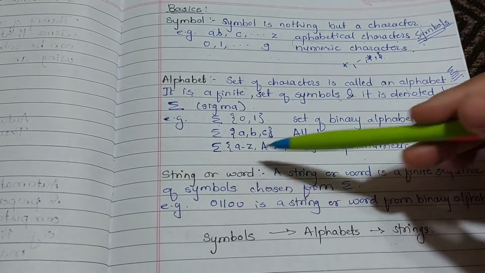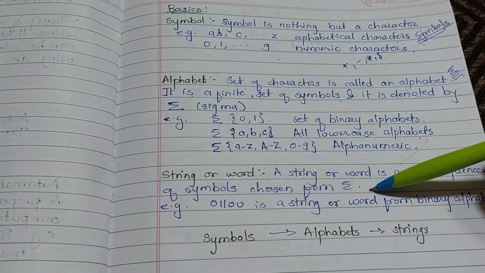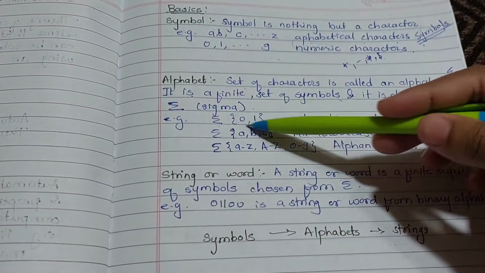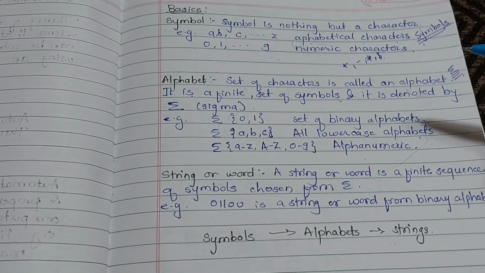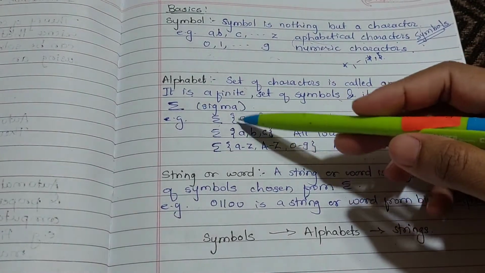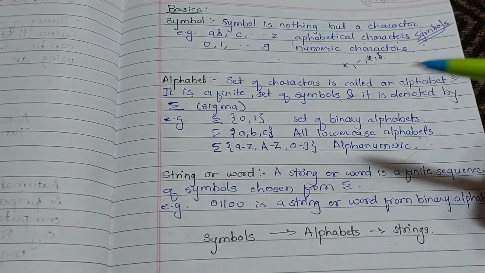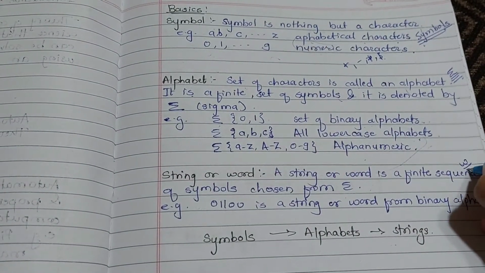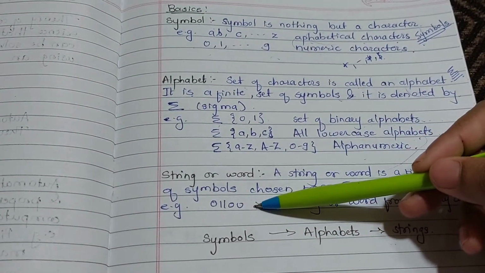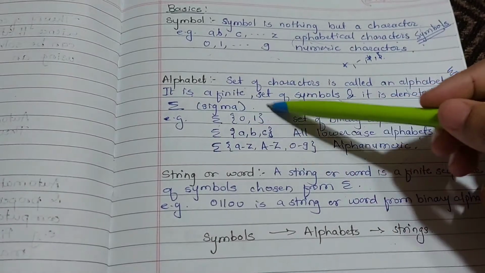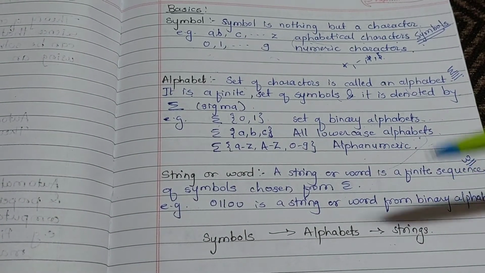Next is string or word. A string or word is a finite sequence of symbols chosen from sigma. Whatever set we have for sigma, based on that set, whatever combination or sequence of these symbols we get is nothing but a string or word. It can be represented with the help of the symbol w. For example, 0, 1, 1, 0, 0 is one string which can be extracted from sigma equals 0, 1, the binary alphabets.